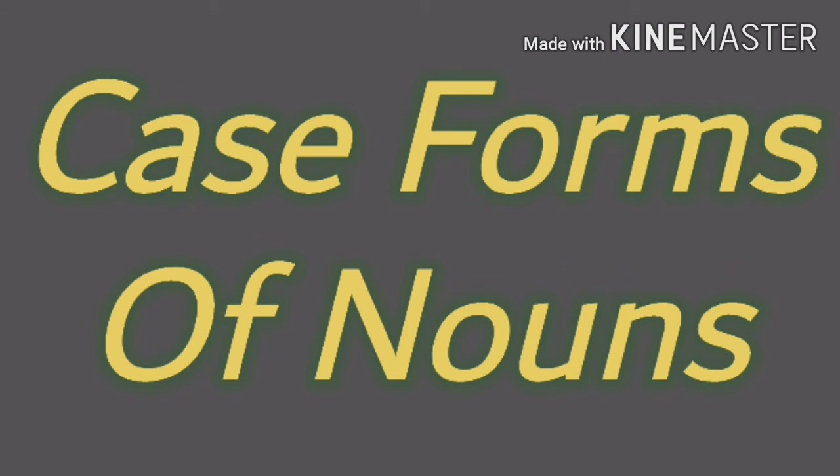Today we are going to study about case forms of nouns. That means nouns of case forms. What is meant by case? Case indicates the relation of a noun or a pronoun to the other words in a sentence. Once again, what is meant by case? Case indicates the relationship of a noun or a pronoun to the other words in the sentence.